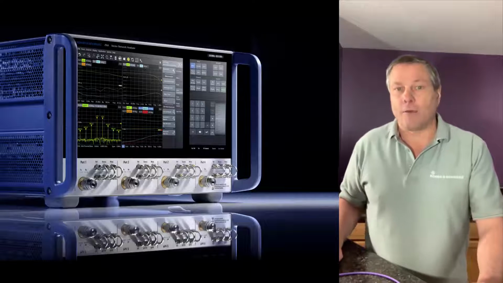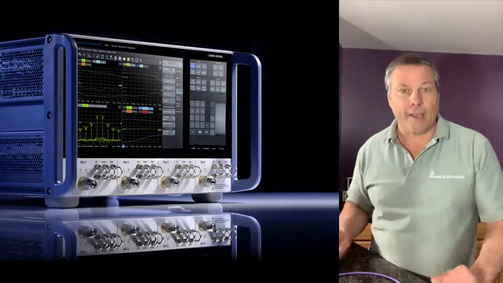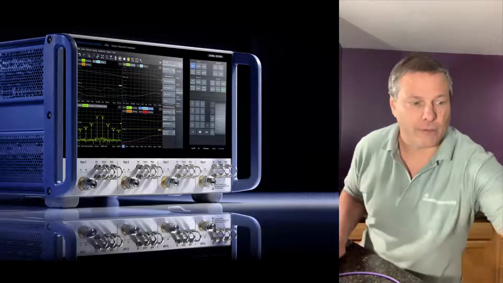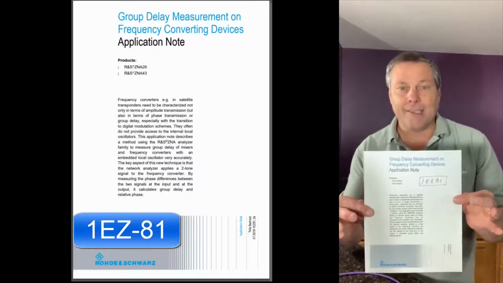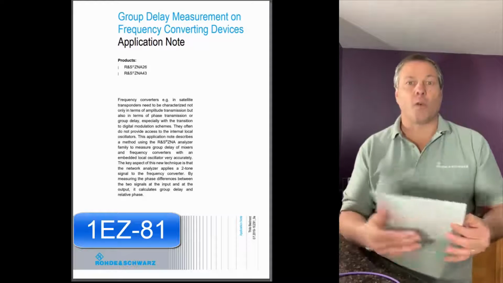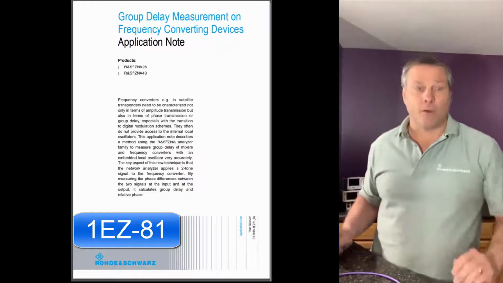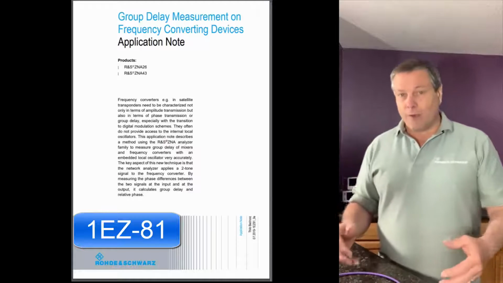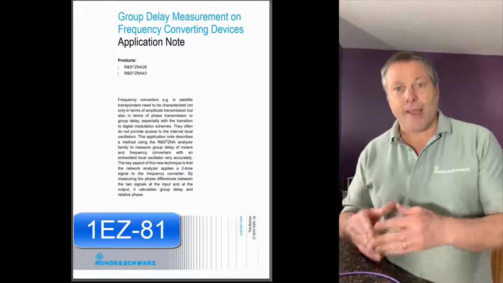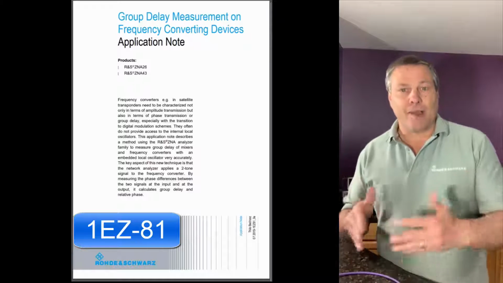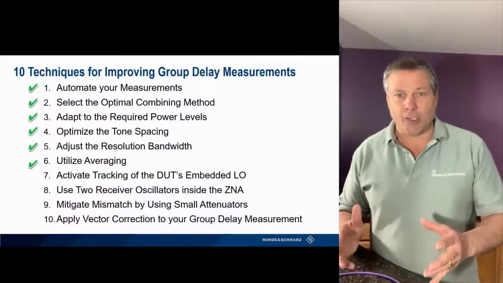In particular, I'm going to use option K9, which is our two-tone technique for measuring group delay on devices with embedded local oscillators. Now, for more information on that option, you can see application note 1EZ81 on our website, which describes this measurement technique in detail, including the equations and everything you need to know. But what I'm doing in this video is going through the different techniques, the different parameters that you can set for the measurement, and we're optimizing those parameters to give us the best result. And we're looking real time at the instrument to see what the effect is as we change each parameter.